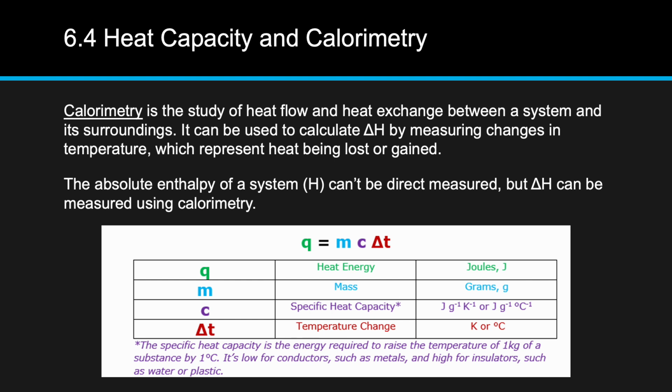Specific heat capacity tells us how much energy is required to raise the temperature of 1 kilogram of substance by 1 degree Celsius, and it varies depending on the material. So metals have low specific heat capacities because they heat up very easily, while substances like water have high heat capacities because they require much more energy to change the temperature.